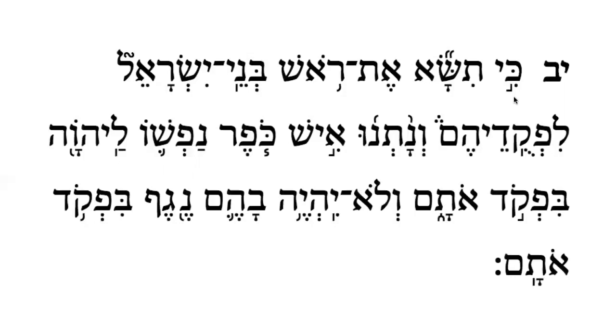Okay. And you said ki means what? Here it means when. It sometimes also means for or because or that. So here it means when. Okay. Ki, Tisa. That means when you take up. Or, sorry, when. This means you take up. You will take up. Okay. And Et. Rosh. Good. And guess what it means, because it's the same word as in Rosh Hashanah. But what do you think that means?